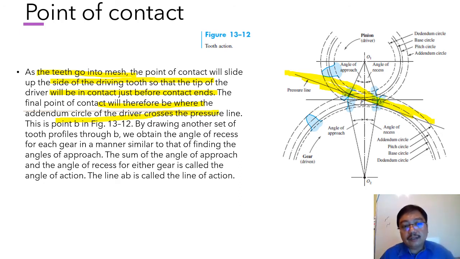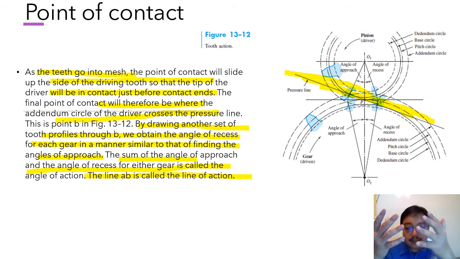This is point B in figure 13.12. By drawing another set of two profiles to B, we obtain the angle of recess for each gear in a manner similar to that of finding the angle of approach. The sum of the angle of approach and angle of recess for either gear is called the angle of action. Line AB is called the line of action. You can represent it with your hand like I'm presenting here. When I mesh both together, the line here, if you can imagine a line at your hand, is the line of action, meaning both are working together.